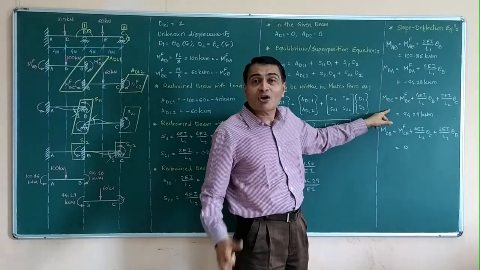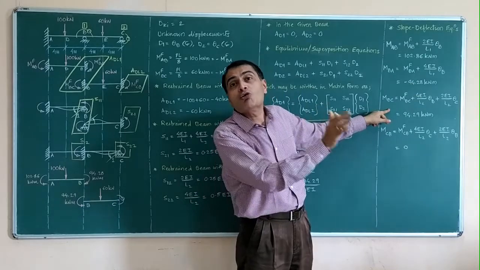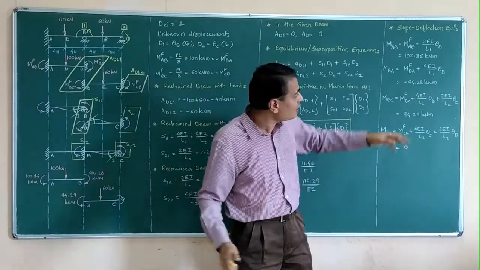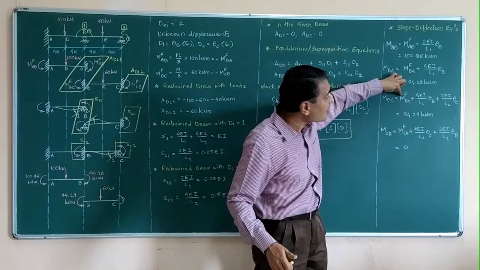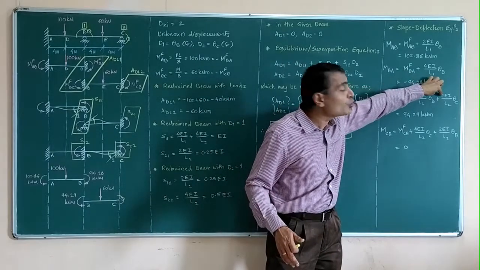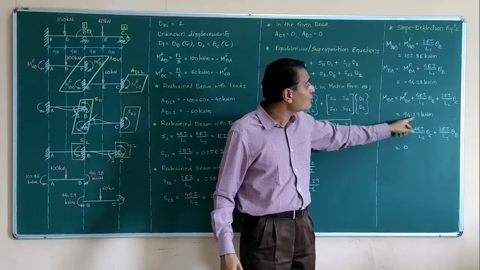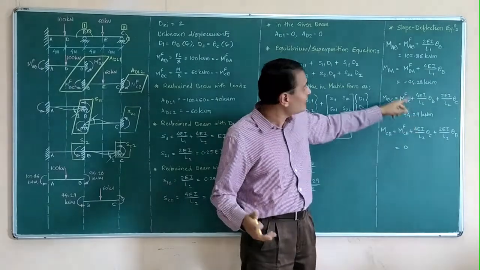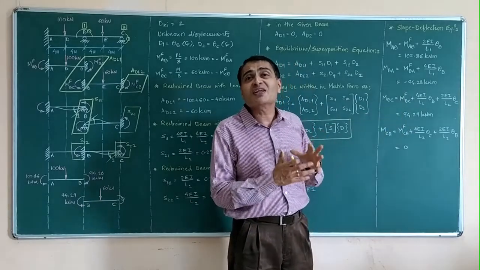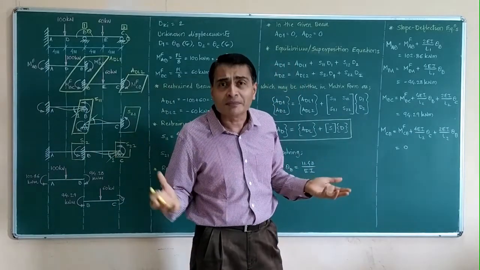MF BC. Now I have fixed end moment also, near end rotation theta B also, far end rotation theta C also, but sinking of support is not there. So there are three terms: MF BC, 4EI upon L2 into theta B, 2EI upon L2 into theta C. Substitute, you will get 94.29, and we are aware that these two answers should be equal and opposite, which they nearly are. There is hardly an error of 0.01, which is okay.